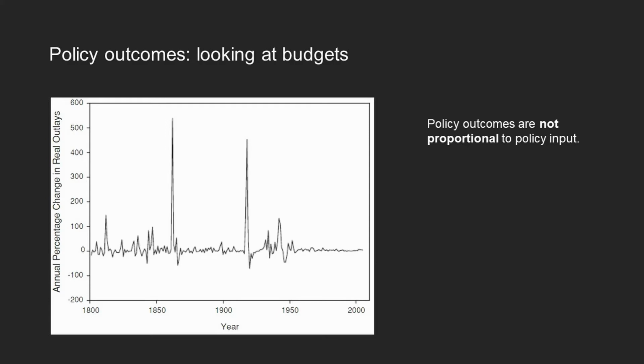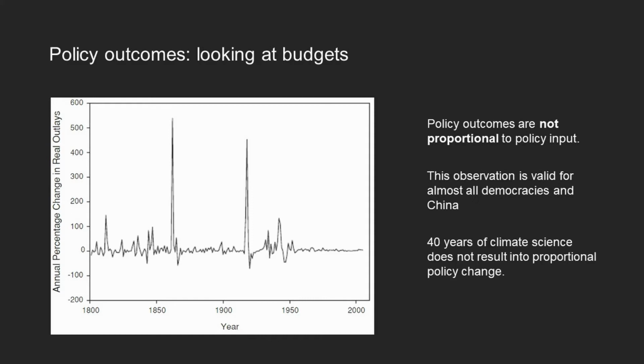So that means that policy outcomes are not proportional to the input. That's valid for almost all democracies. An application here is that you can have 40 years of climate science, but the policy response is not proportional to that. When I say not proportional, I mean under-proportional, or super-proportional. Sometimes a 9/11 terrorist attack happens, and then you have a major shift in US policy on the war on terror. The event itself is not that important, but it's very emotional, and then you have a disproportional response to this.